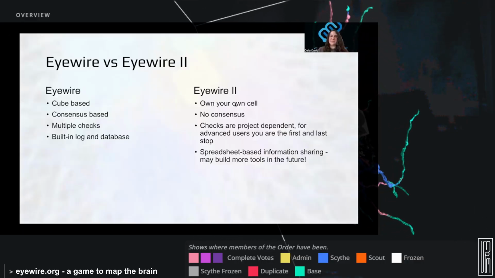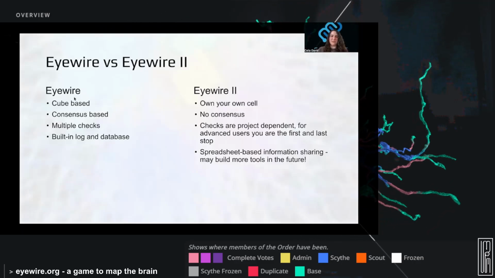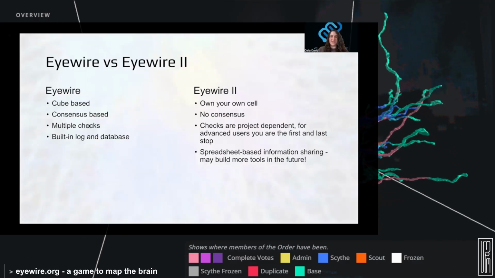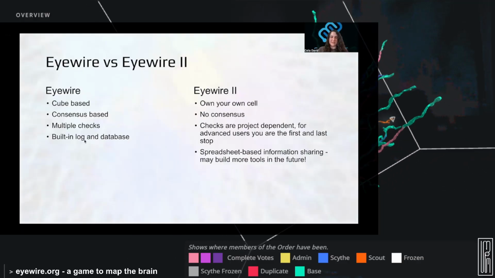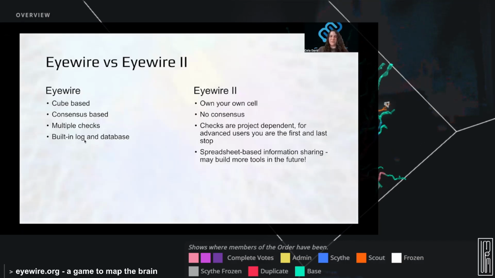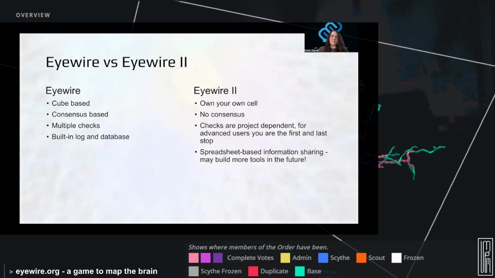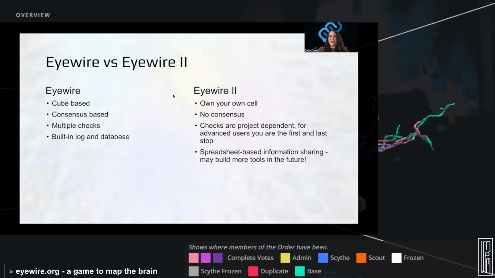These are some differences between EyeWire and EyeWire 2. EyeWire is cube-based, consensus-based. It has multiple checks and has a built-in log and database, the Scouts Log, where people are able to put in data. It also has chat and leaderboard.